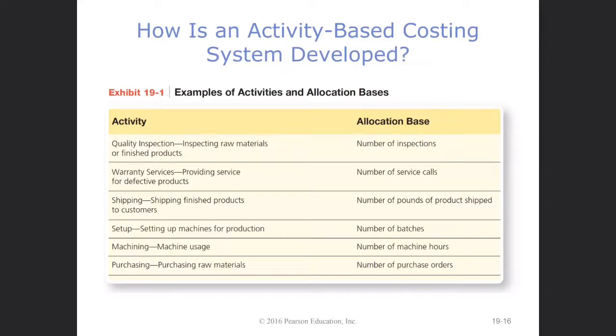For shipping finished products to customers, the allocation base is the number of pounds of product shipped. How heavy? How much does it weigh? Setting up machines for production would be the number of batches. For machine usage, our allocation base would be machine hours. And for purchasing raw materials, our allocation base would be purchase orders. How many purchase orders do we have?